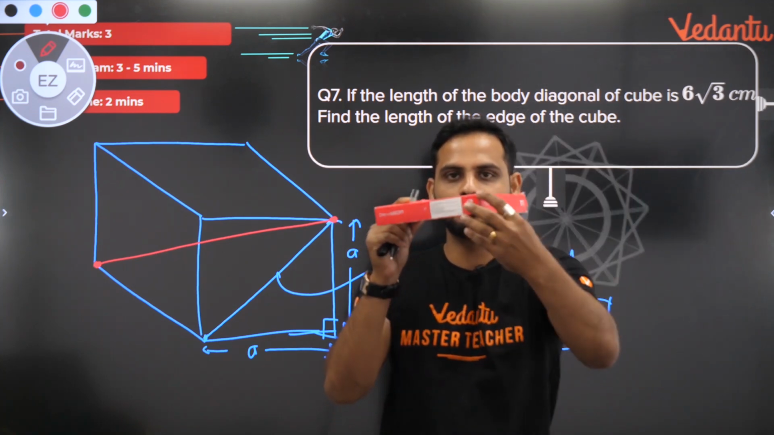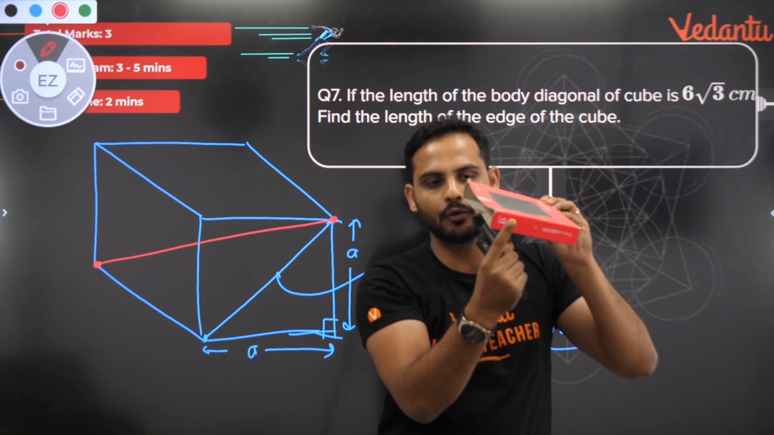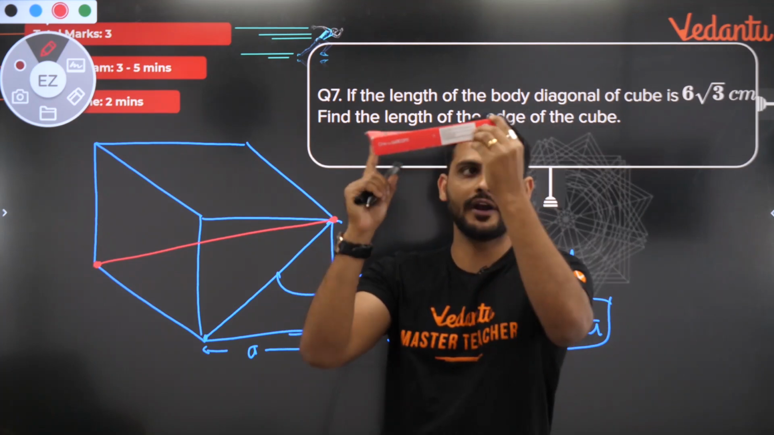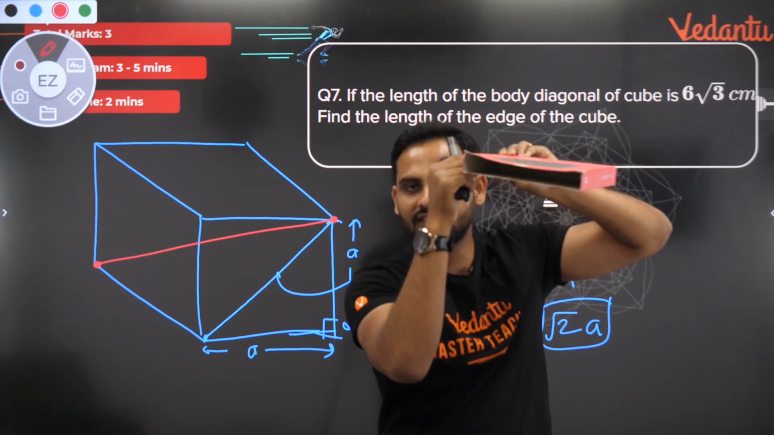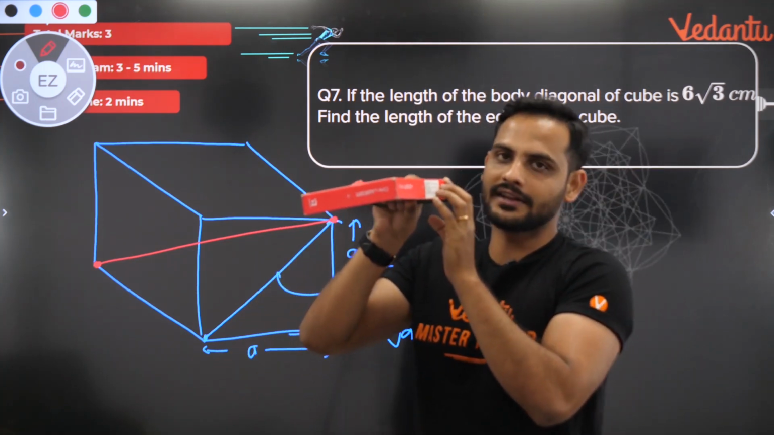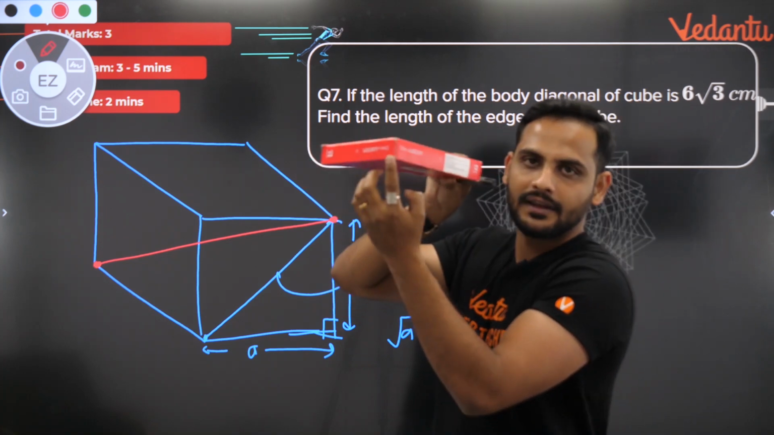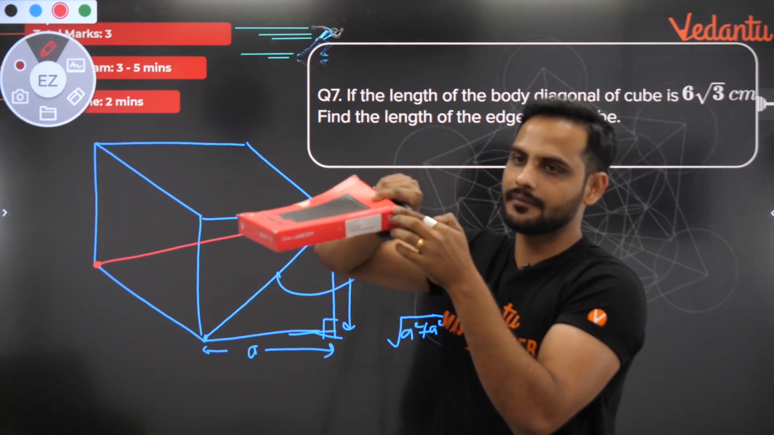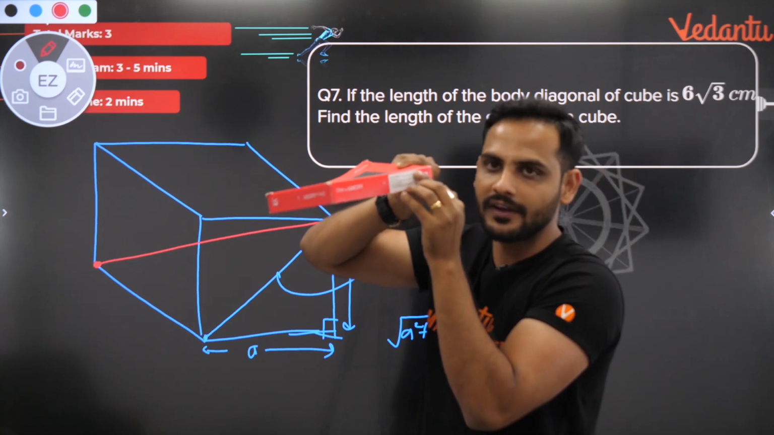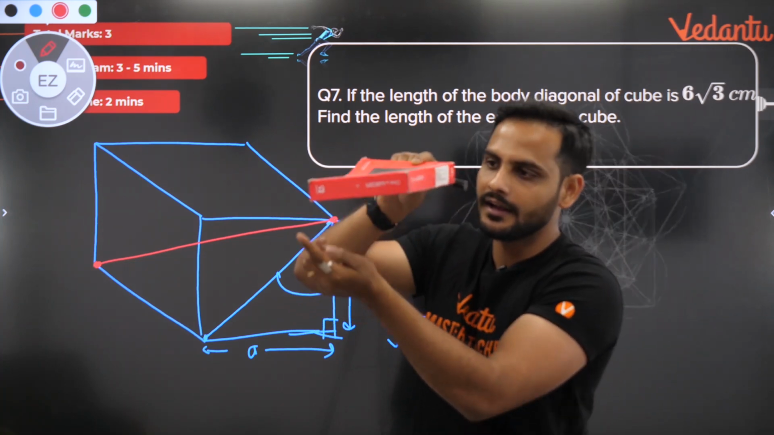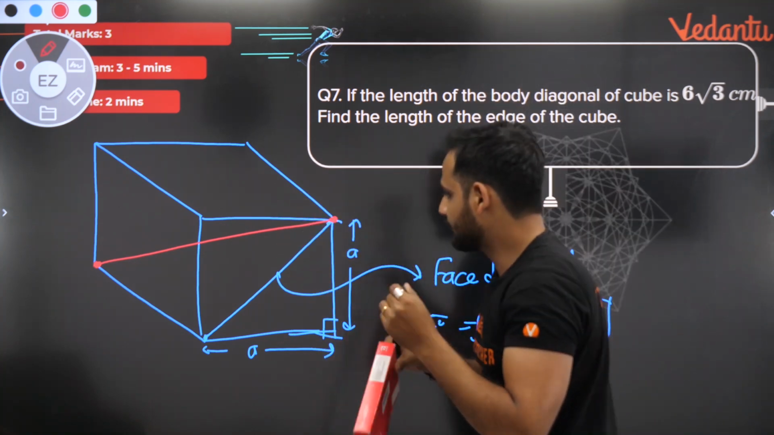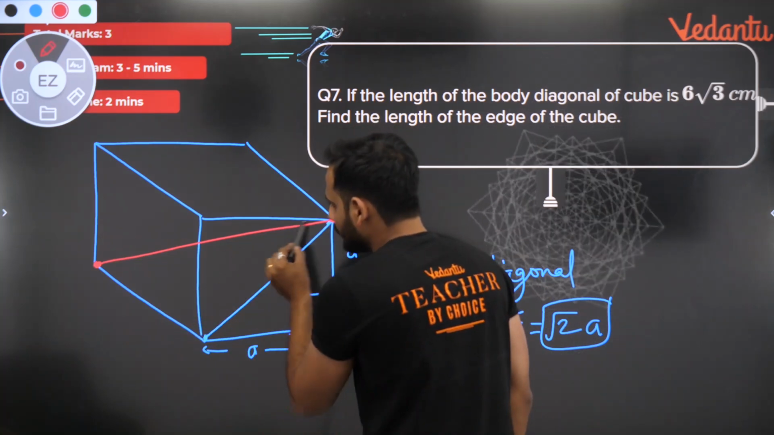But if I join this point through the body with this point, opposite points of a cuboid, that is passing through the body, that is called body diagonal. Now see how you can get it. This face diagonal and this side are perpendicular to each other, both at 90 degree, and the body diagonal is joining those two. This is the body diagonal.